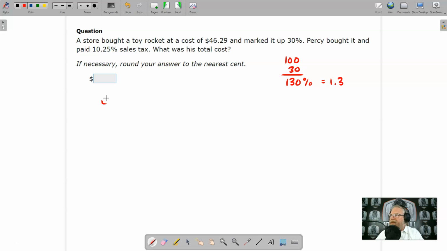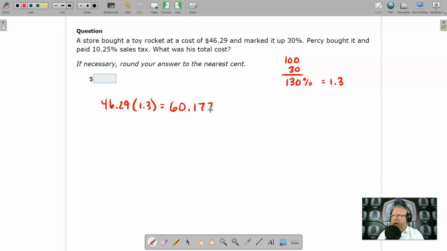So we're going to take 46.29 and we're going to multiply that times 1.3. This is going to give us the cost that the store is now going to charge for this item. So we do 46.29 and we multiply that by 1.3. We now get a value of $60.177.